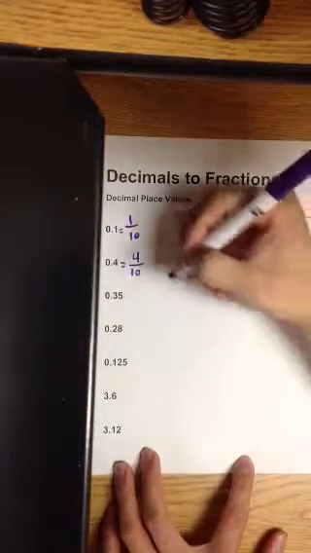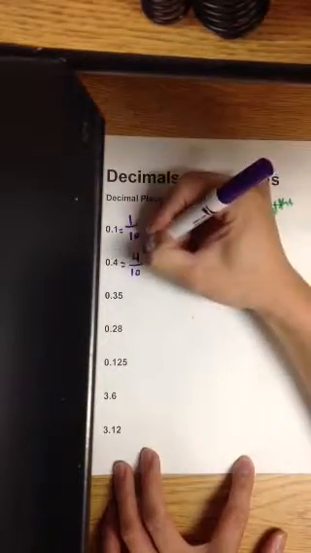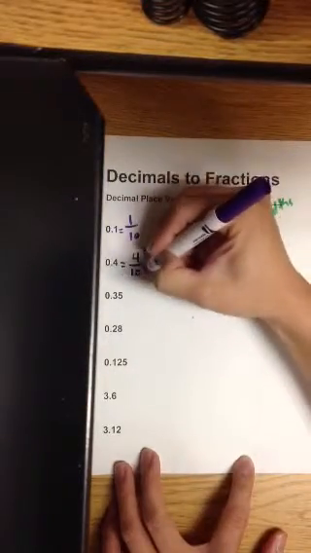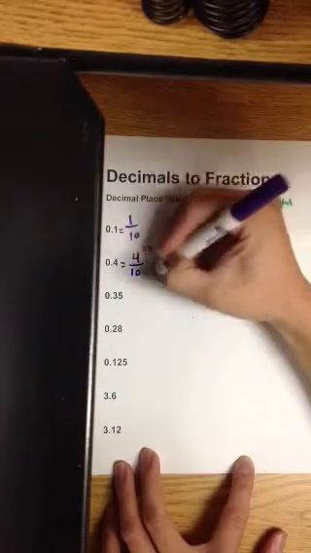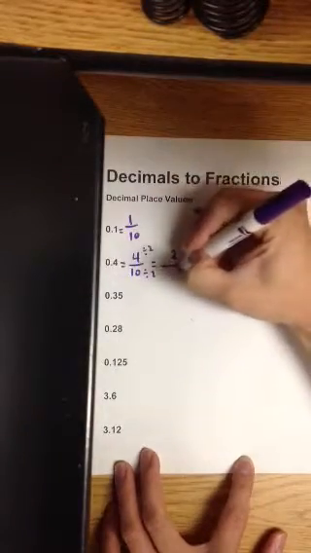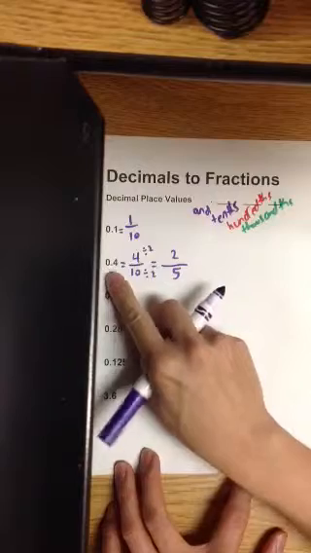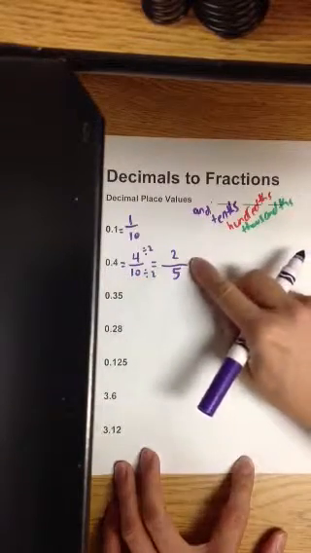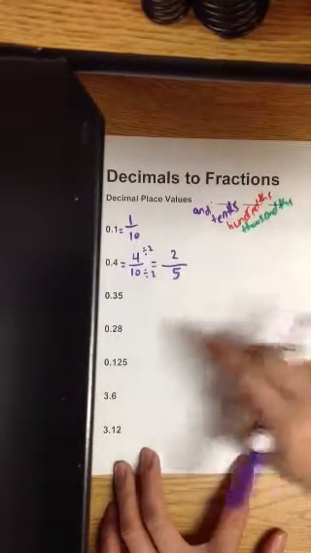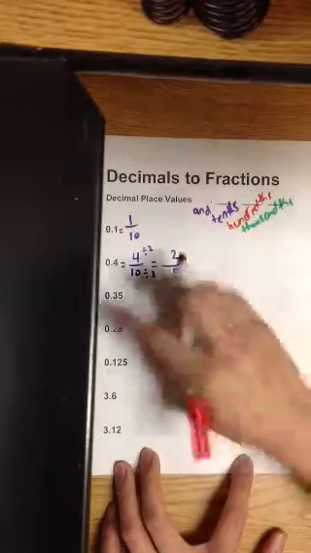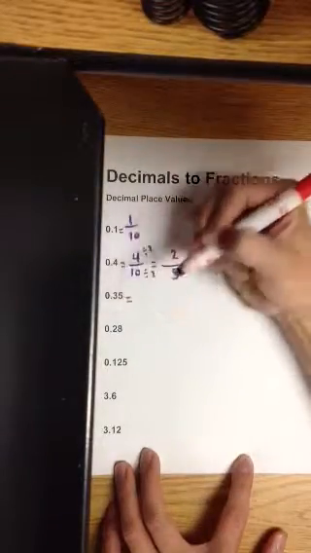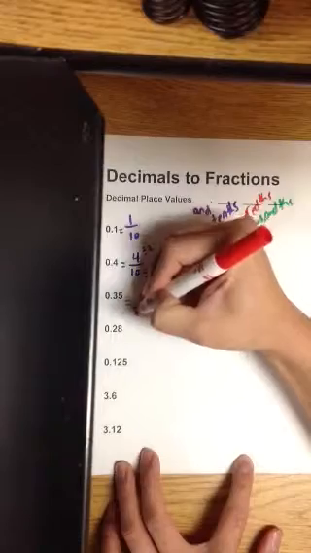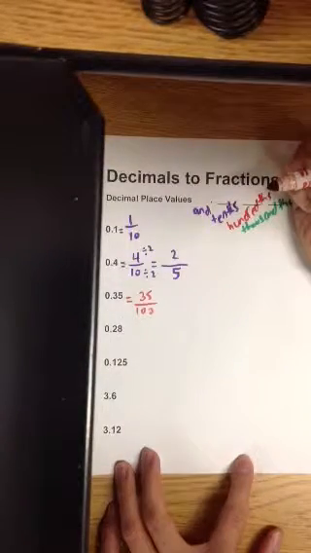Wait, I think I can simplify this fraction. What is the greatest factor that goes into 4 and 10? 2. 2/5. So 0 and 4/10 is equivalent to 4/10, which is equivalent to 2/5. Our next example is 0 and 35 hundredths. It sounds like this fraction, 35 hundredths.